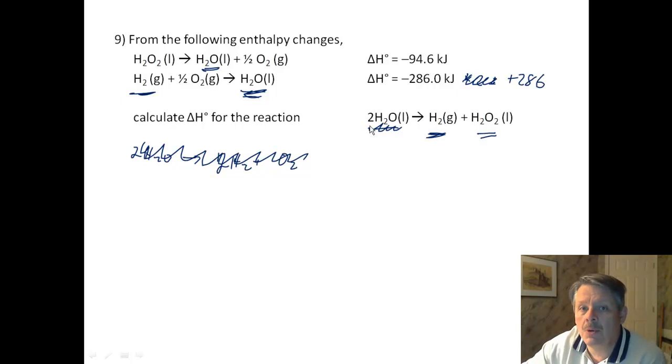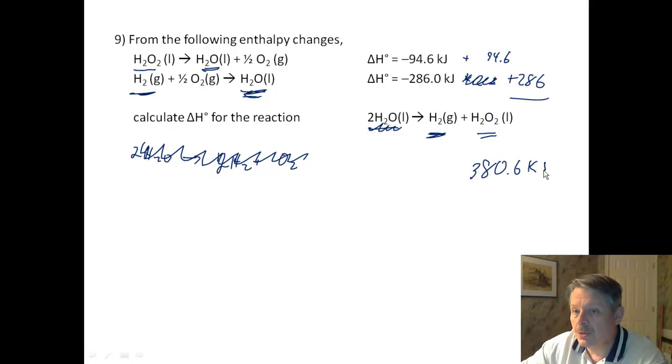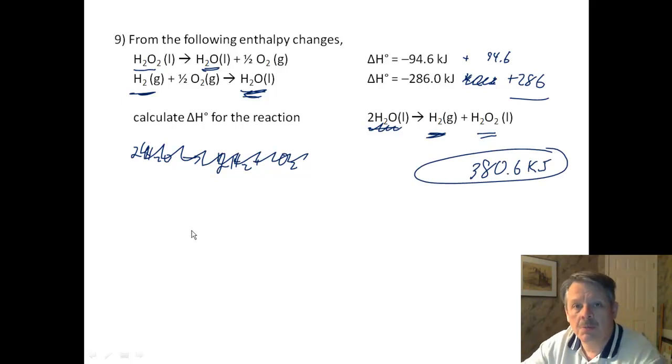And H2O2 is only on one side. It's over here. Again, it is also on the wrong side, so it becomes a positive 94.6. Now, in both cases, I only have one of each one. Now, if I add those 2 numbers together, I get 380.6 kilojoules. Let's see if that works out. All I'm doing is reversing both equations.